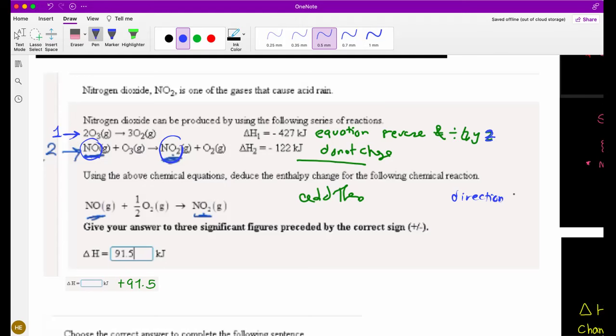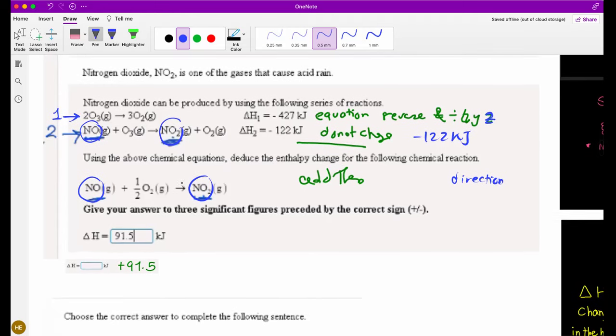If it is the opposite direction, then change the plus into minus and the minus into plus, and then see the number of moles. So if here is NO and here 2NO, multiply by 2. If here is NO and here is half NO, divide by 2. Here it is the same number of moles and the same direction, so no change. The value is still minus 122 kilojoules. What about the first one? The first one is a little bit difficult.